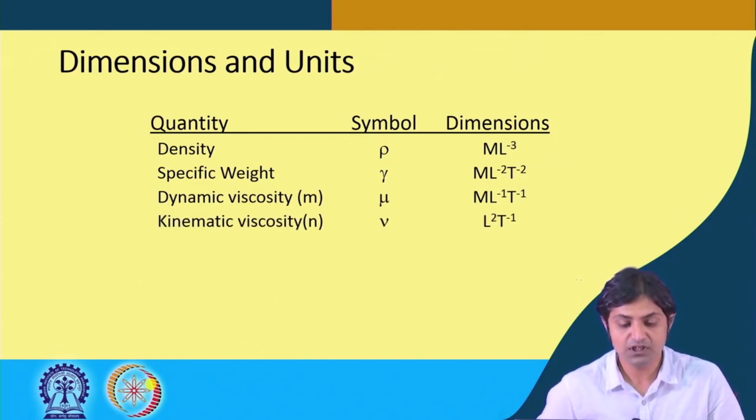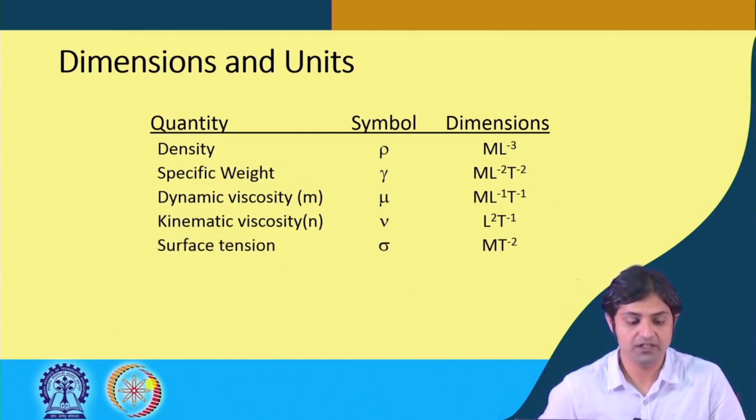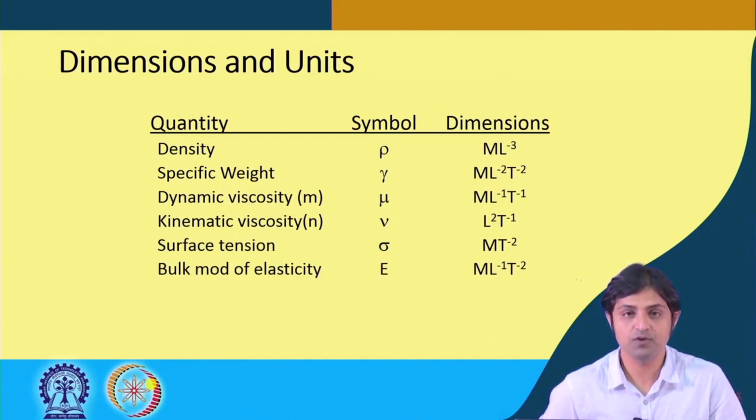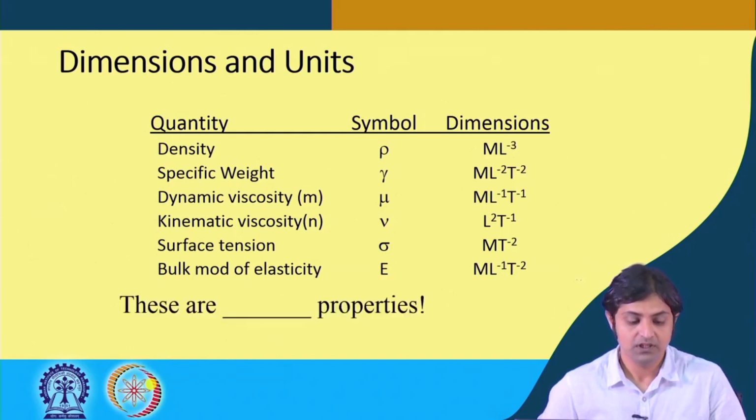Kinematic viscosity nu is given as L^2T^-1. Surface tension sigma is MT^-2. Bulk modulus of elasticity E is given as ML^-1T^-2. So these are actually fluid properties. These are some of the most important ones.